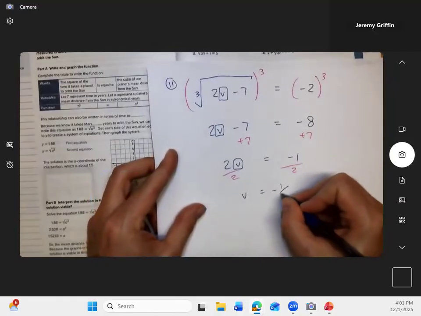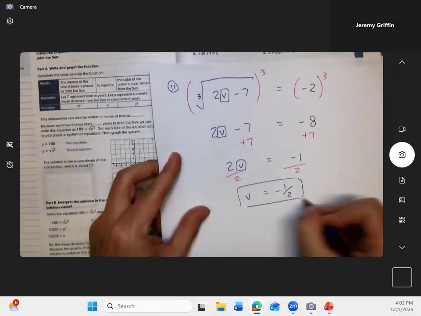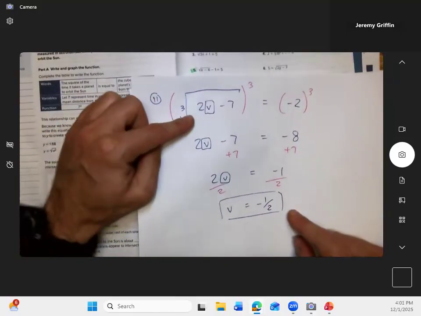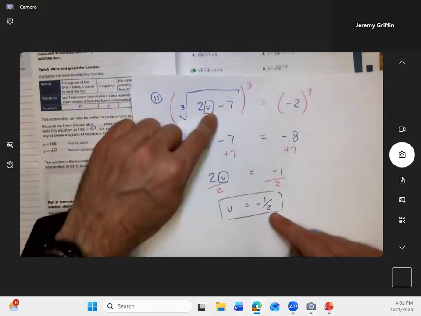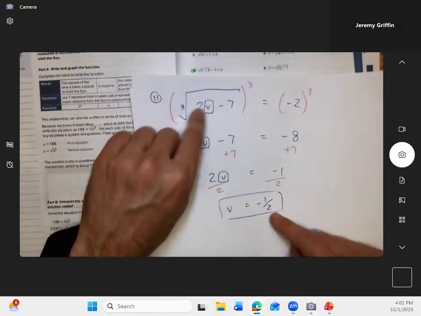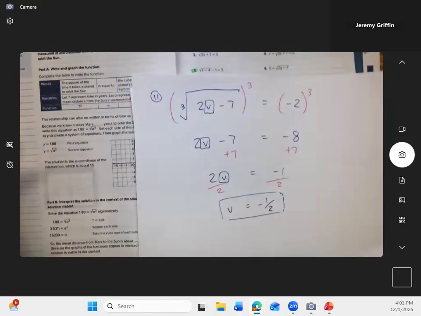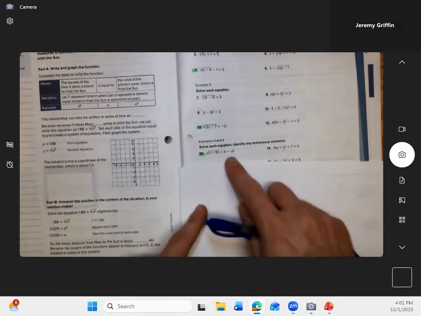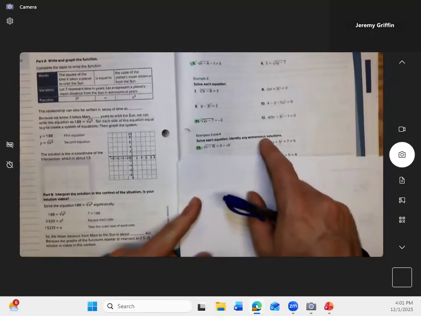V equals -1/2. Okay. Does that really work back in the beginning? Let's see. 2 times -1/2 would be -1. -7 is -8. And the cube root of -8 is -2. Yeah, it really works. All good. 13. Solve each equation. Ooh, identify any extraneous solution.